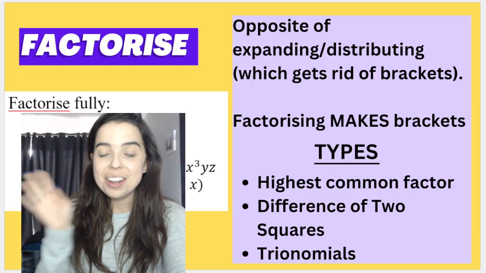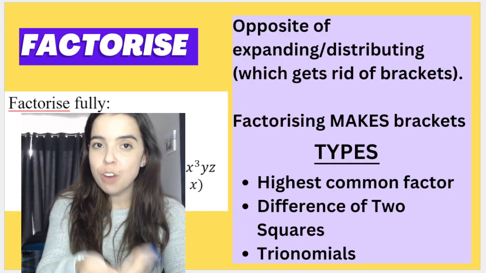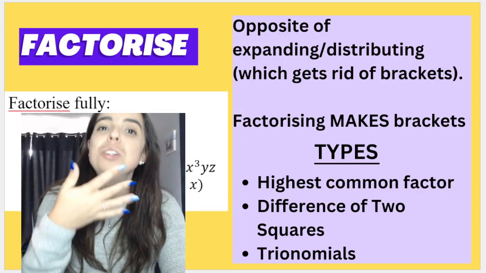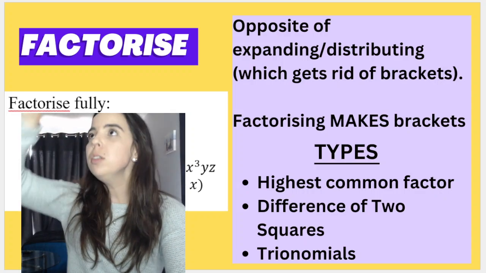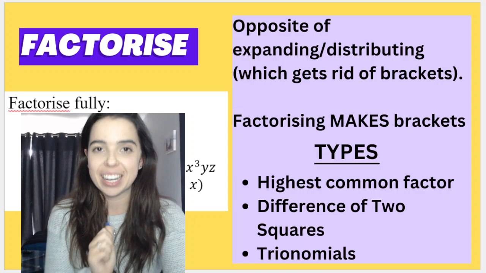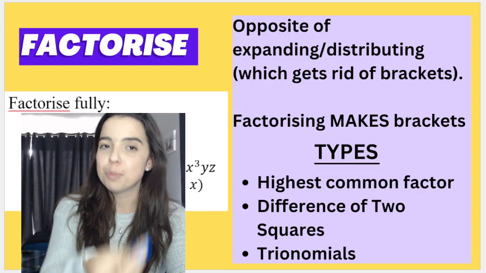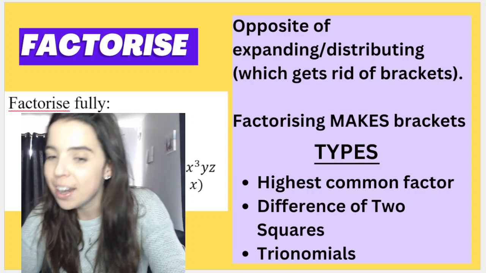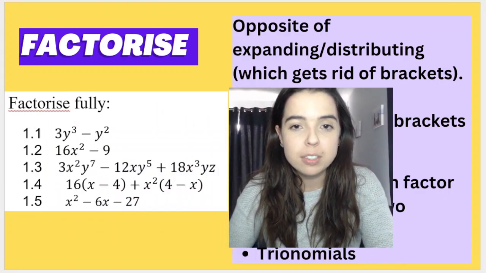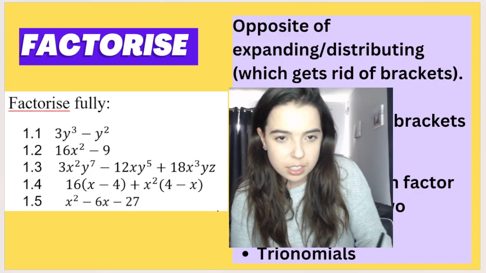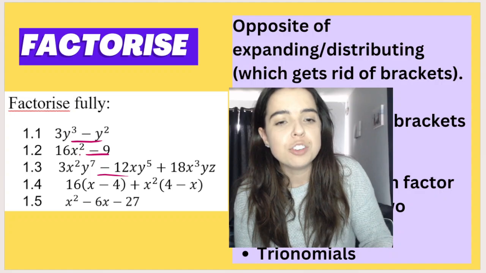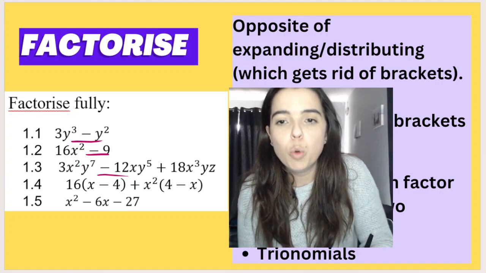Let's go. Now, first of all, when you see the instruction factorize fully, we know that factorizing is the opposite of expanding or distributing. So when you expand, when you multiply into brackets, we get rid of the brackets and then we add or subtract like terms. Factorizing makes brackets. We end up with one term when we factorize. So here, do you see, we start with a variety of terms. So here I have two terms, here I have two terms, here I have three terms, and so on. When we factorize an expression, we're going to end up with one term with multiple brackets.